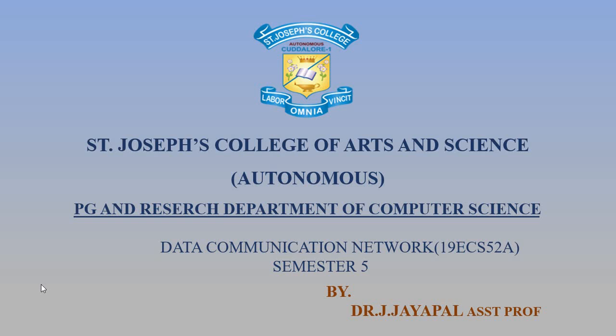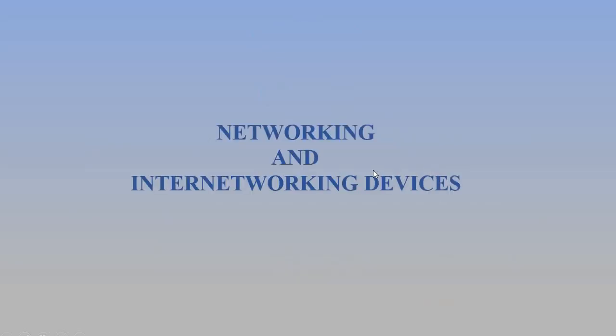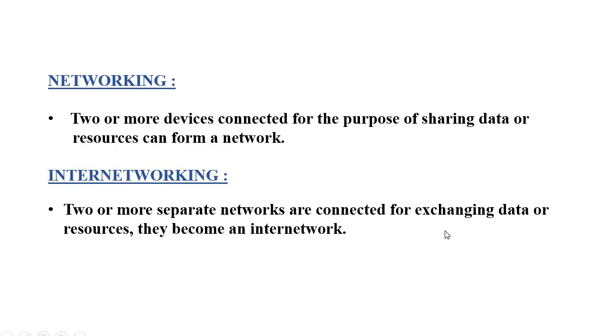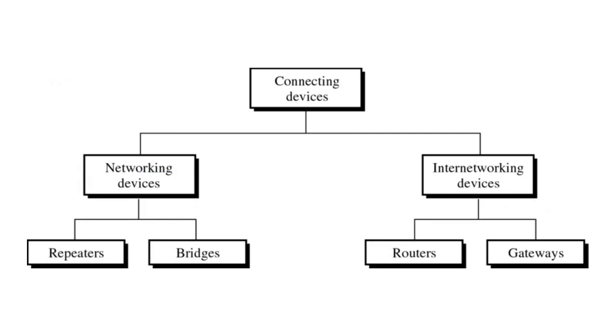Okay, today we are going to see data communication and networks. The main topic is networking and the internetworking devices. First, we will see networking. Two or more devices connected for the purpose of sharing data or resources can form a network. Internetworking: two or more separate networks are connected for exchanging data or resources. They become an internetwork.